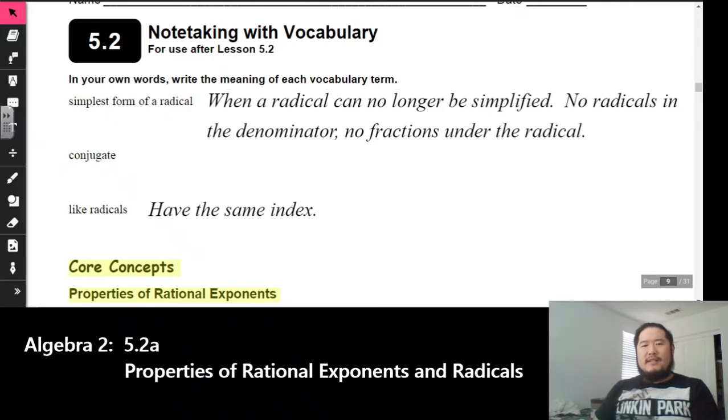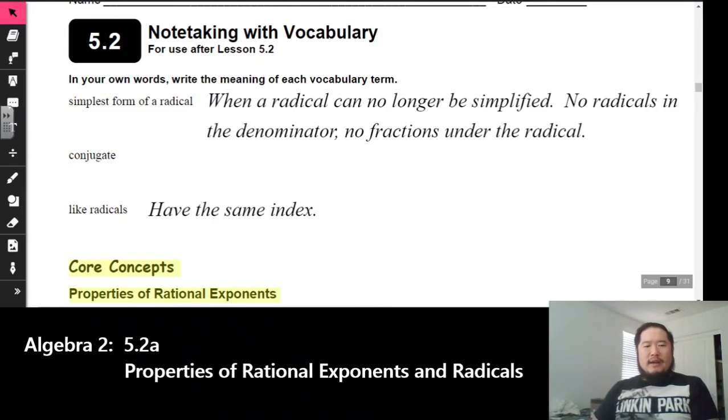All right, let's take a look at section 5.2, which is properties of rational exponents and radicals. As we're taking a look at this section, we'll split it up into 2 days. There's a lot of information here, so let's go ahead and get started.